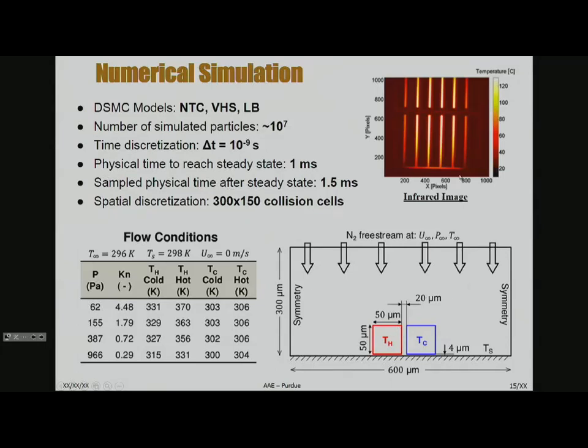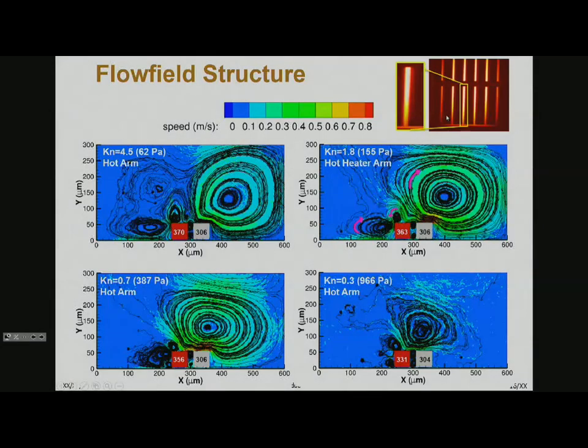That's an infrared image of when the sensor was on. You can see that this lit up, and you see the heater beam. That's this here. So that was a hot beam, and we had this cold beam. It's not as easy to see, but it's there. And you can see the flow field structure. It's a very complicated structure.